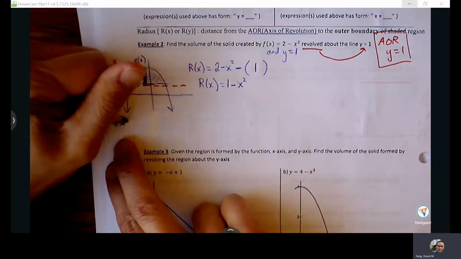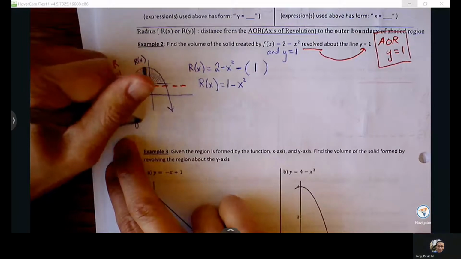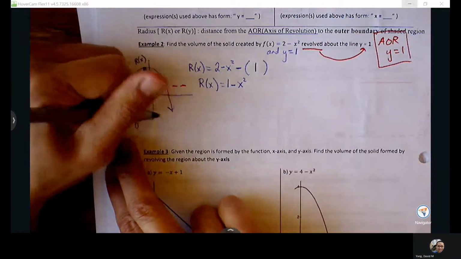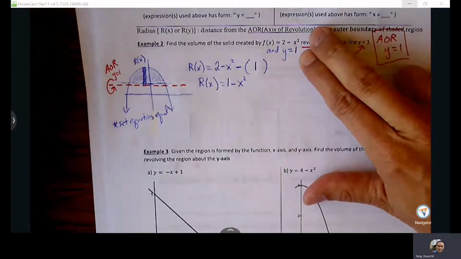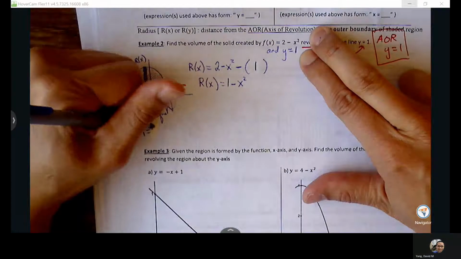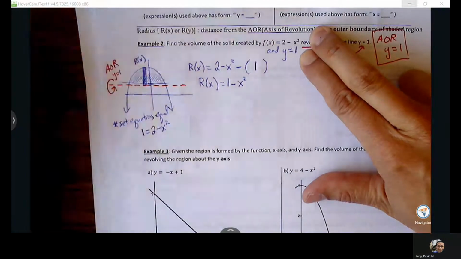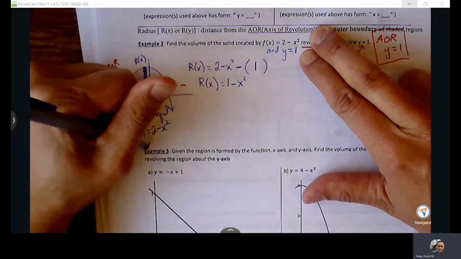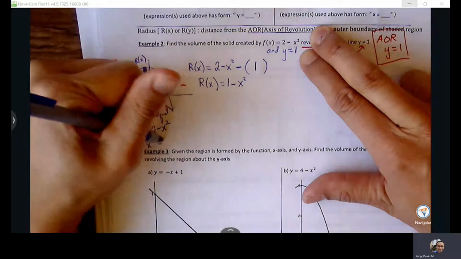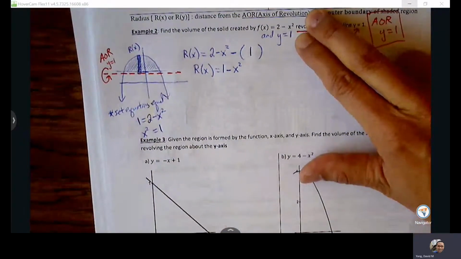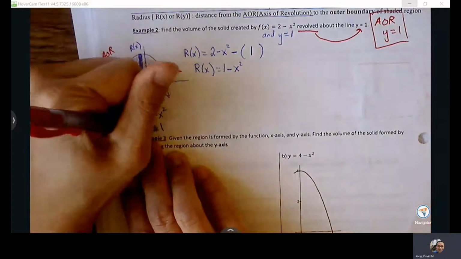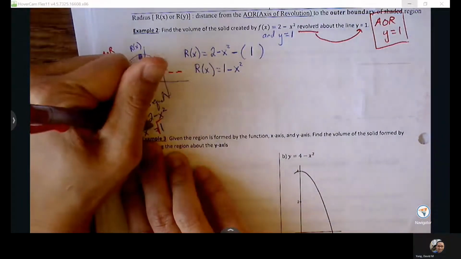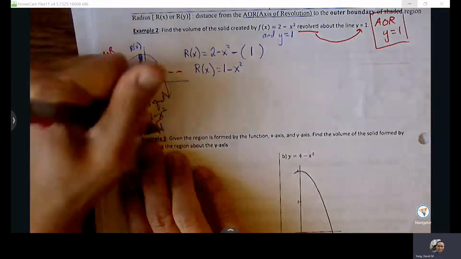Okay, set equations equal. 1 equals 2 minus x squared. I'll move the x squared over to the left side and subtract 1 from the other. x squared equals 1. Take the square roots. So x equals what? Yeah, plus or minus.